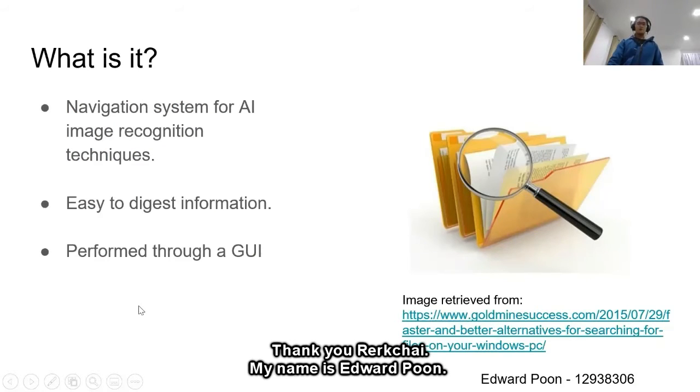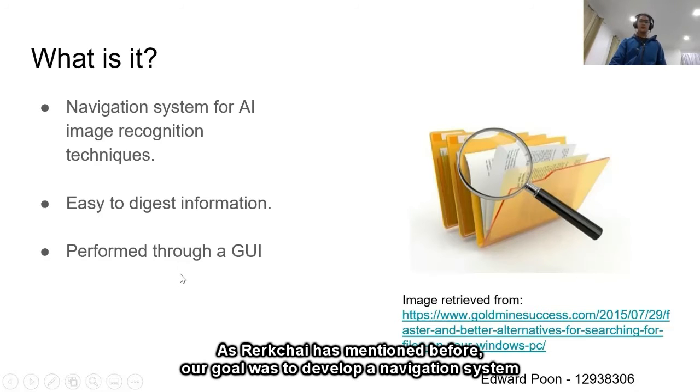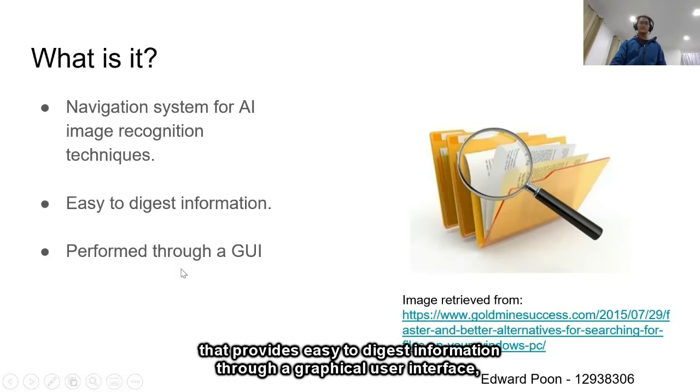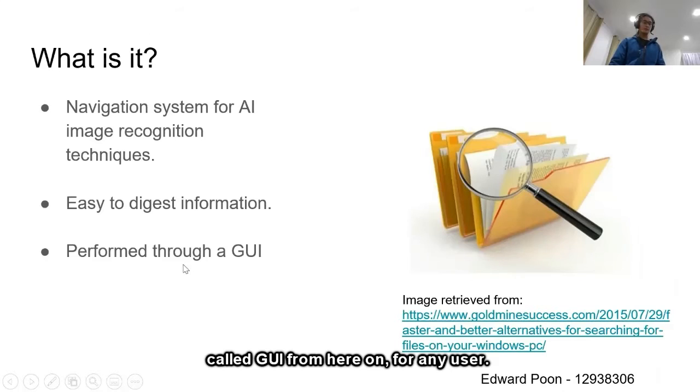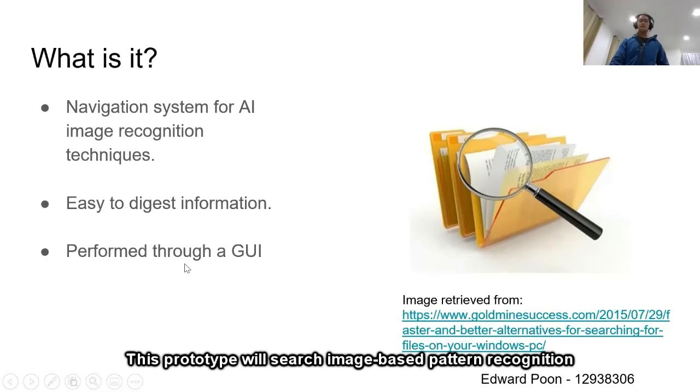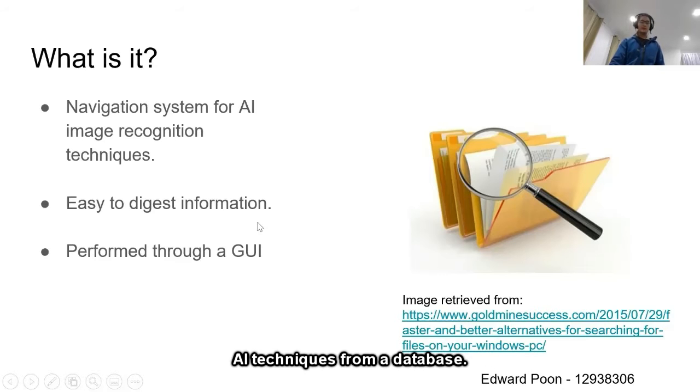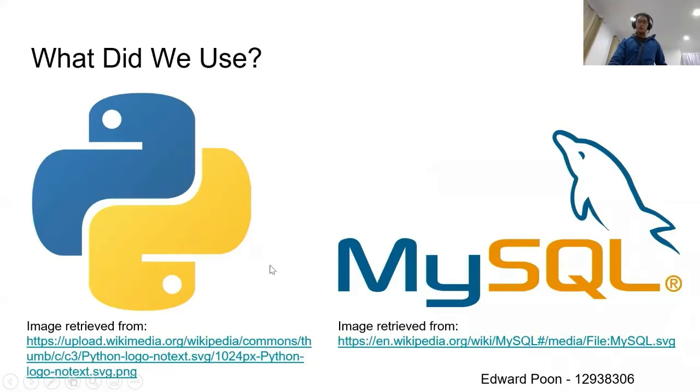Cool. Thank you, Rakshai. My name is Edward Poon, and as Rakshai has mentioned before, our goal was to develop a navigation system that provides easy to digest information through a graphical user interface called a GUI from here on for any user. This prototype will search image-based pattern recognition AI techniques from a database. So what did we use?